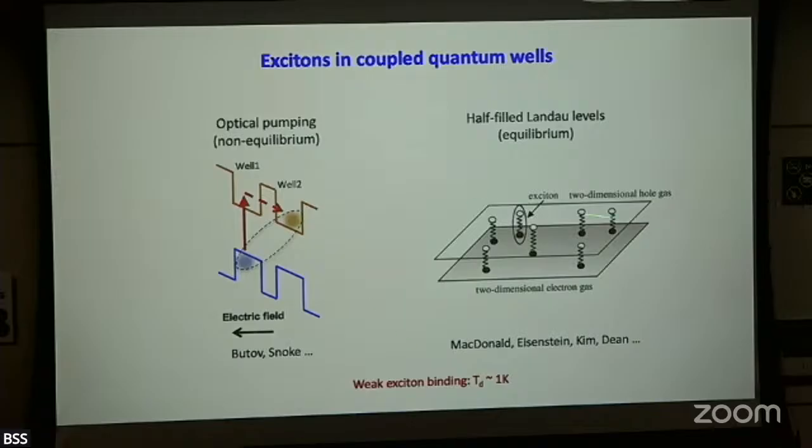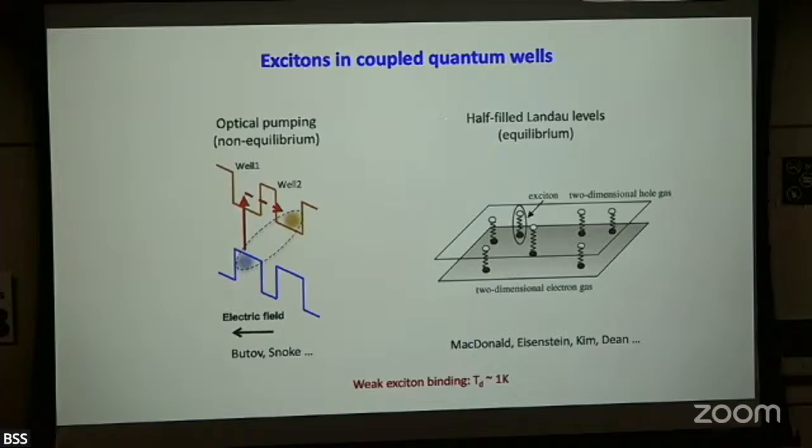So this has been studied experimentally by Jim Eisenstein, Philip Kim, you saw earlier in this workshop, and Cory Dean. In those examples, exciton binding is relatively weak, for example, in graphene or in gallium arsenide, because usually you cannot get the electron and hole close enough. The low exciton binding energy gives you a pretty small degeneracy temperature, typically on the order of about 1 Kelvin.